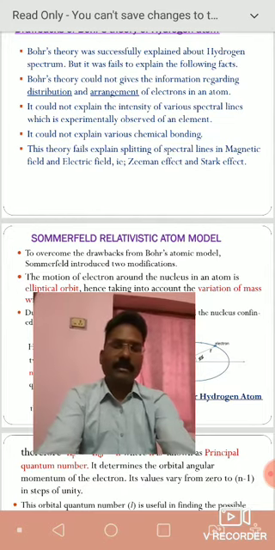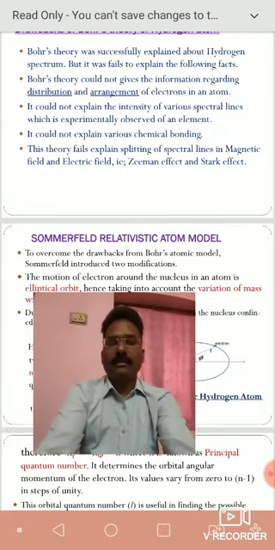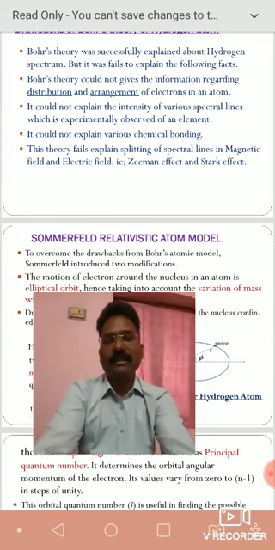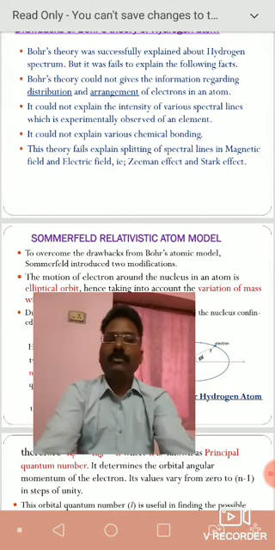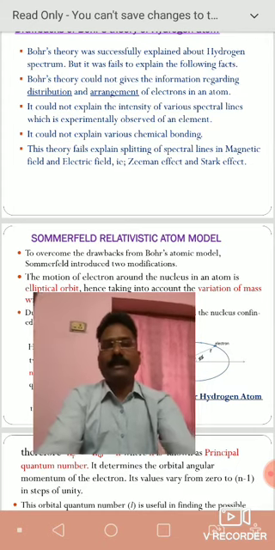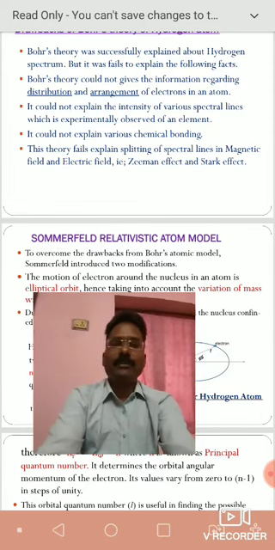In an atom, how many electrons are distributed in different orbits? How many electrons are arranged in what manner in different orbitals inside an atom? That could not be explained by Bohr's theory. Also, Bohr's theory fails to explain the intensity of various spectral lines of an element, which is experimentally observed.